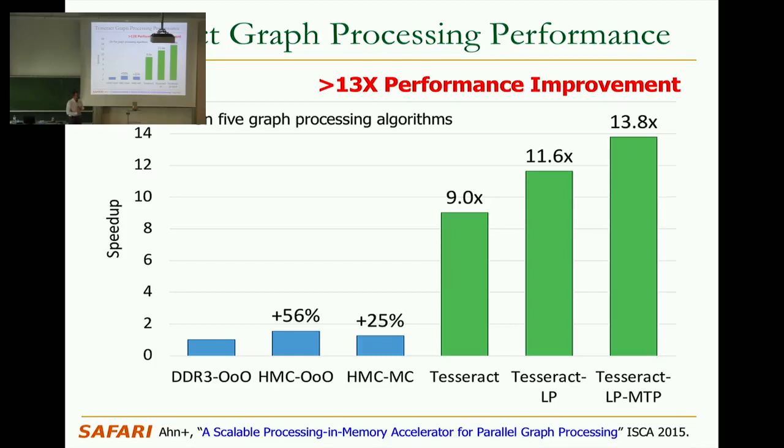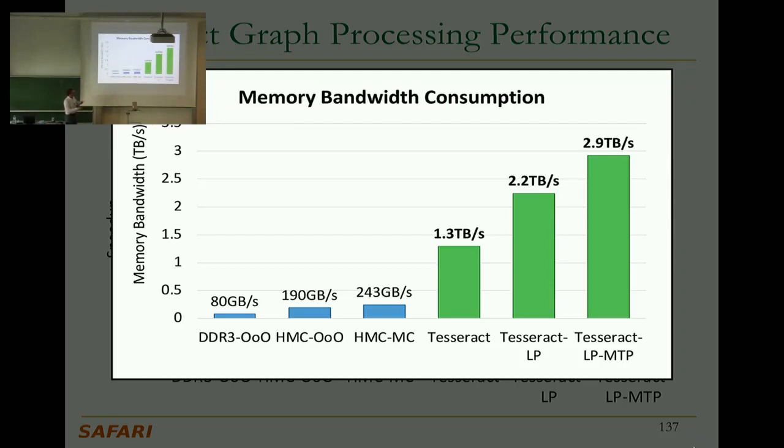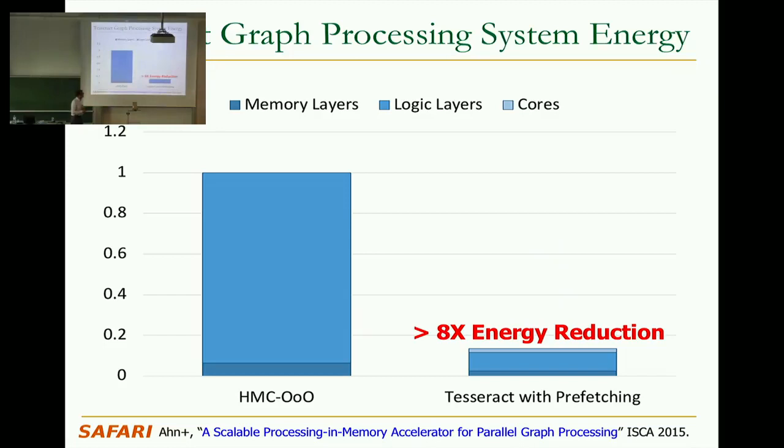You can see that some of the benefits are coming from increasing the bandwidth and the programming model exploiting that. But we're exploiting about 2.9 terabytes per second out of the 8 terabytes per second. And energy reductions are also commensurate. It's 8x energy reduction in the system. And again, I think you can do even better than this. And if you're interested, you can take a look at this paper.